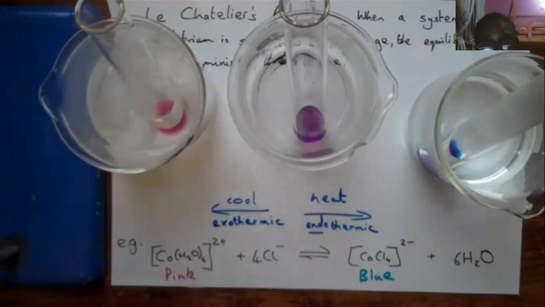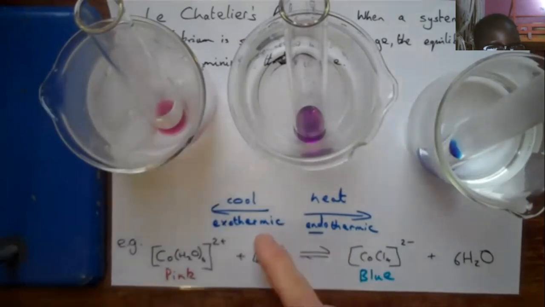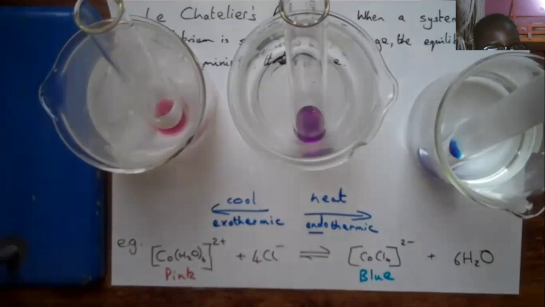If we don't, we can do the experiment and we'll see which way it goes, and that will tell us whether it's exothermic or endothermic. But this idea applies to all reversible reactions. If you heat any reversible reaction up, it will shift in the endothermic direction. Cool any reversible reaction down, and it always goes in the exothermic direction. And that's it, Le Chatelier's principle in a few simple experiments.